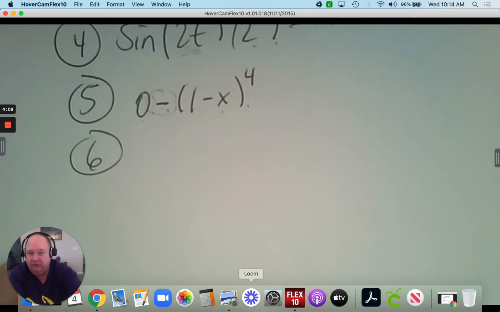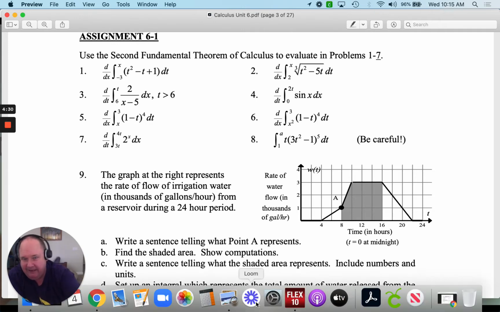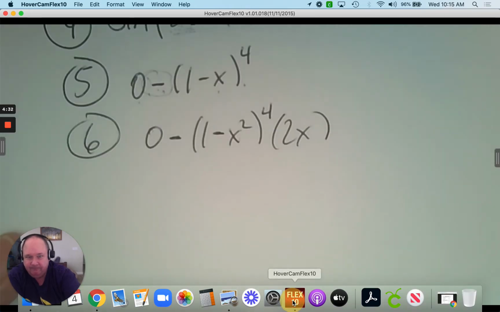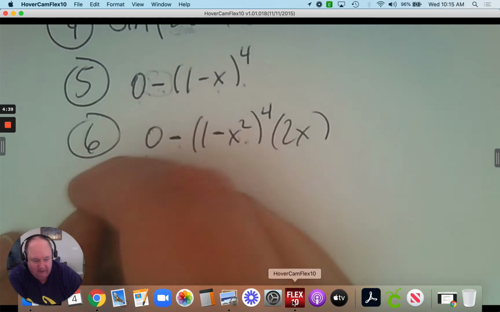Number 6. Again, notice the order. So the constant is in the numerator. So that means I'm going to start with 0, subtract, and then I'm going to substitute in. So it's 1 subtract x squared to the exponent 4. And then the derivative of x squared is 2x. And you remember that hook. 0, subtract, do that substitution. The derivative of x squared is 2x, and it's done.